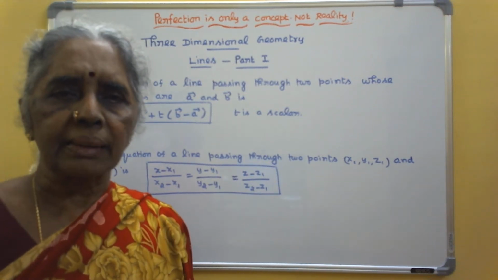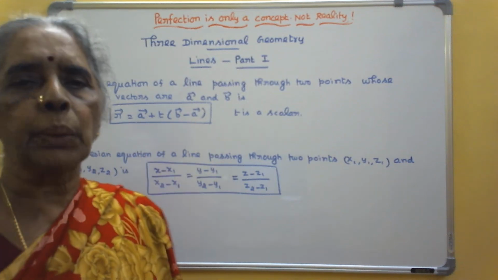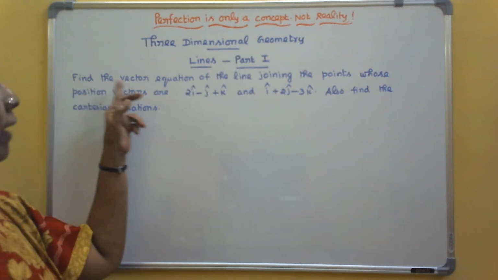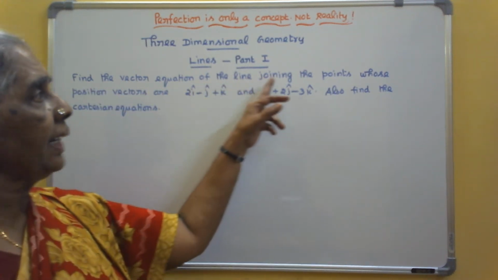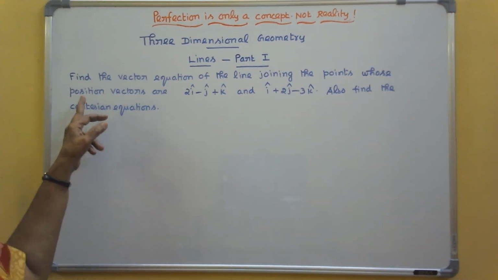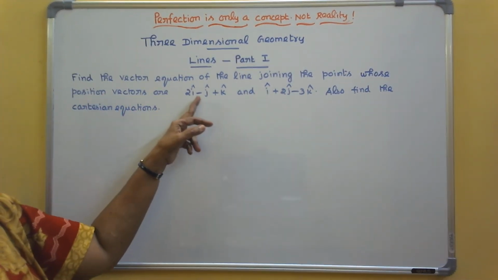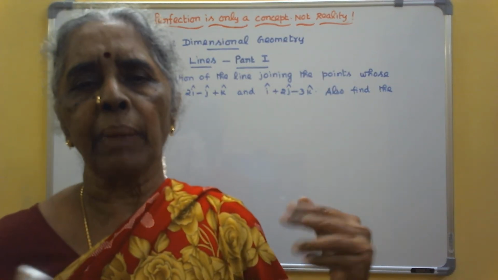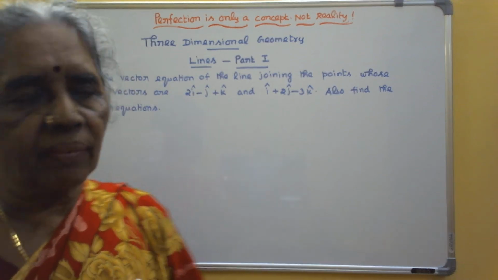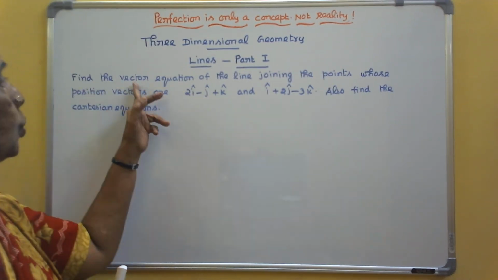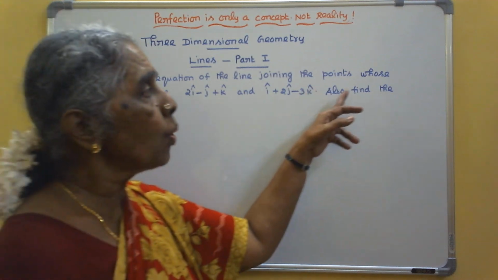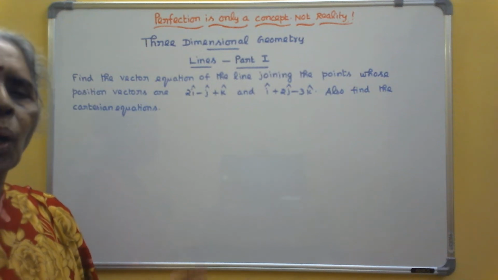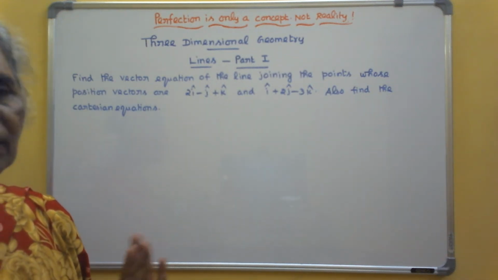I will give you one example sum on how to find the equation like this. Now look at this sum. Find the vector equation of the line joining the points whose position vectors are 2i cap minus j cap plus k cap and i cap plus 2j cap minus 3k cap. 2 points are given. So this is a vector, that is b vector. You want the vector equation. Also find the Cartesian equation. So they have asked you both the vector as well as the Cartesian.